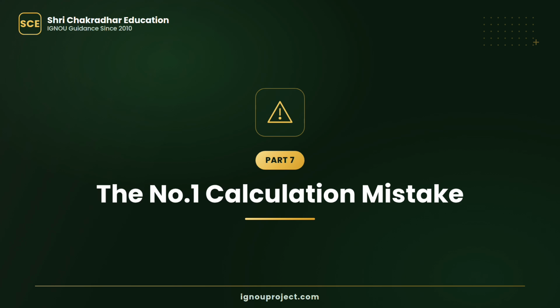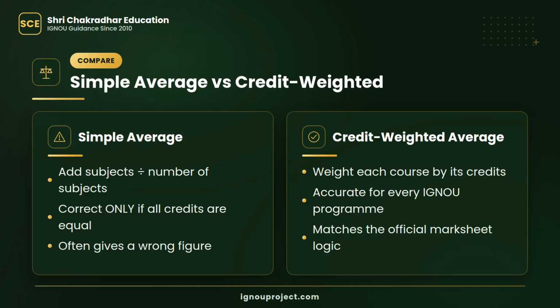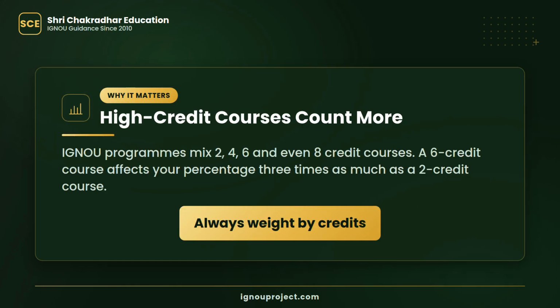This brings us to the number 1 calculation mistake. Many students simply average their course totals, add all subjects and divide by the number of subjects. That simple average is correct only when every course has equal credits. The credit-weighted average is the accurate method, because IGNOU programs mix 2, 4, 6, and even 8 credit courses.